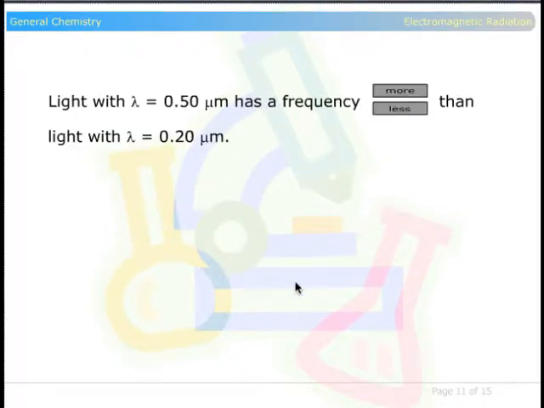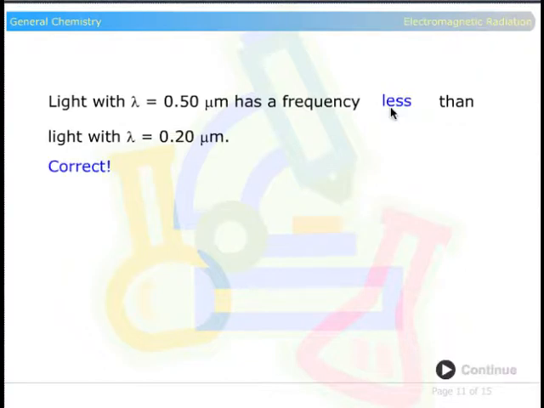Light with a wavelength of 0.5 micrometers, will it have a frequency more or less than light with a wavelength of 0.2 micrometers? All right, so remember there's an inverse relationship, meaning that if the wavelength is longer, then the frequency is going to have to be less. It's going to have to be shorter.